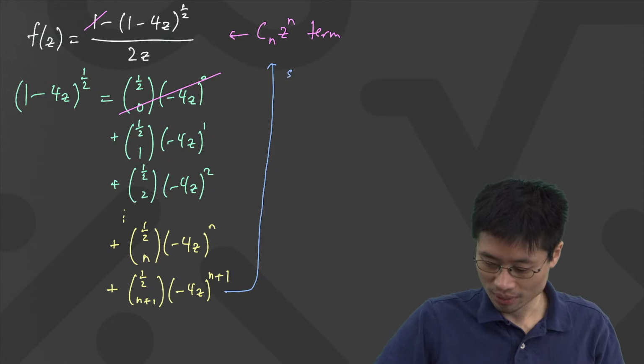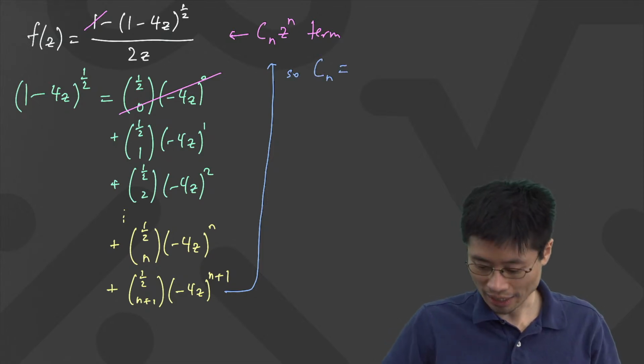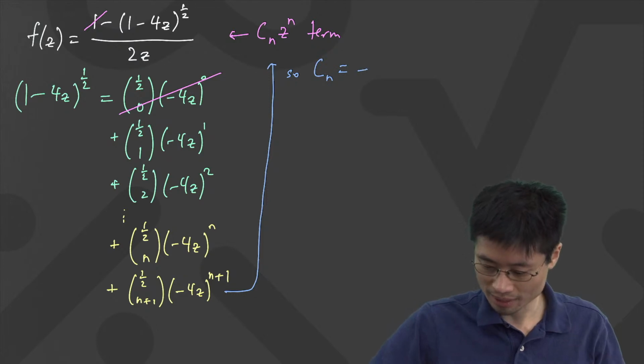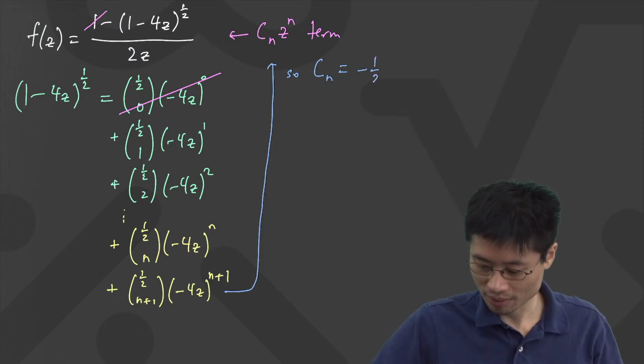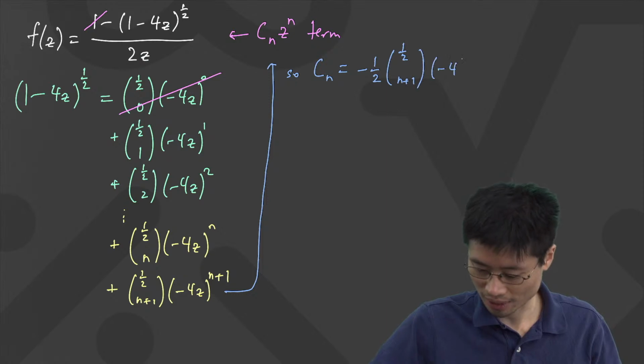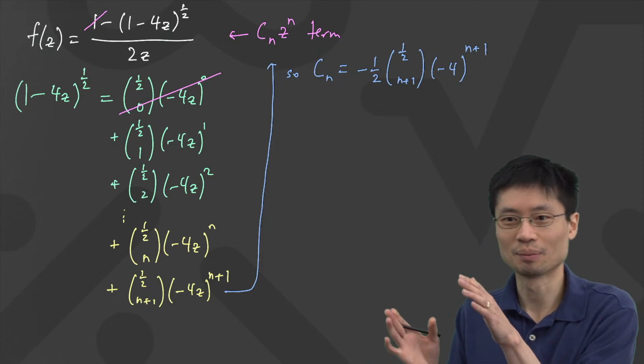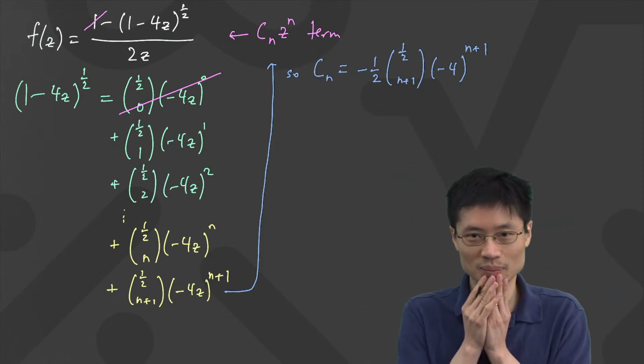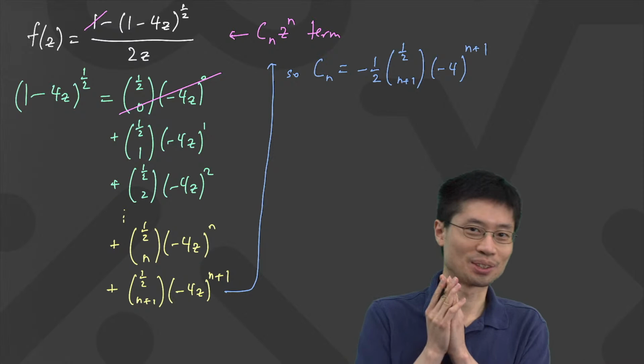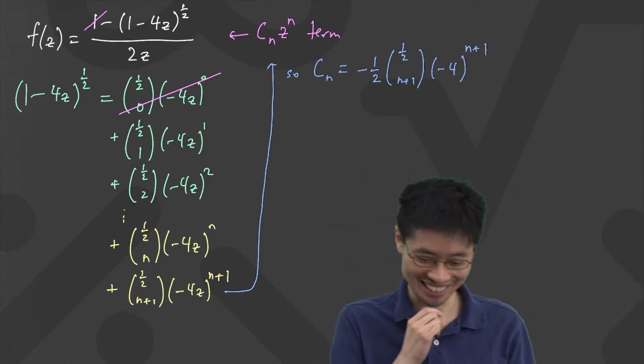Now we know that the nth Catalan number, by equating the coefficients, is just going to be minus 1/2 times 1/2 choose n plus 1 times negative 4 to the power n plus 1. I'm going to pause there because I want to make sure that this one makes sense, and also is correct, because I could make mistakes.